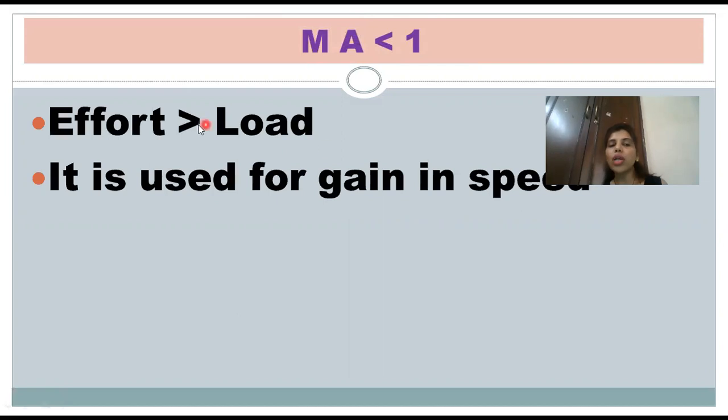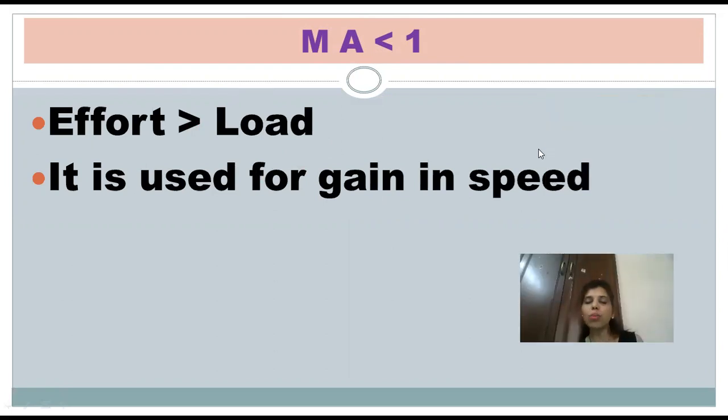If effort is less than load, the denominator is less than the numerator. In that case, children, what is going to happen? If the denominator is greater than the load, then MA is definitely going to be less than 1. And in that case, it is gaining speed.